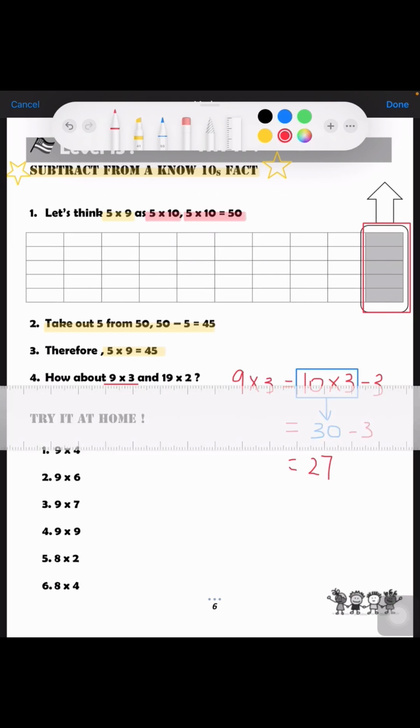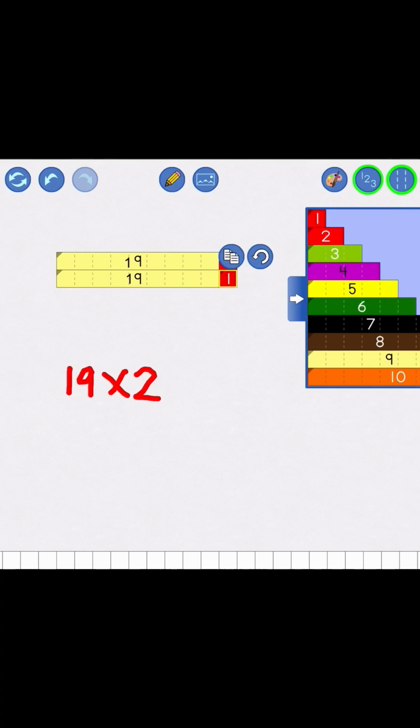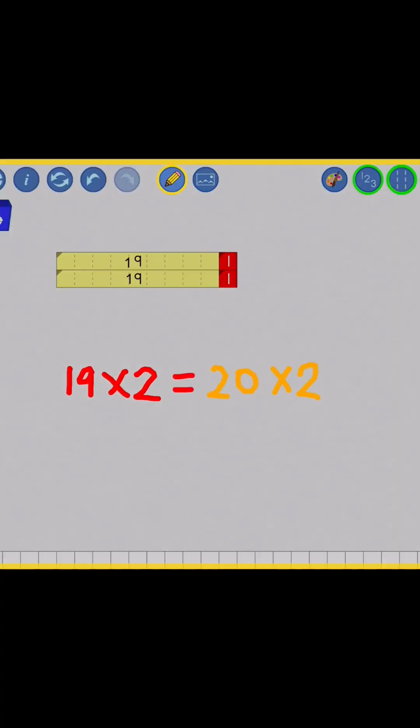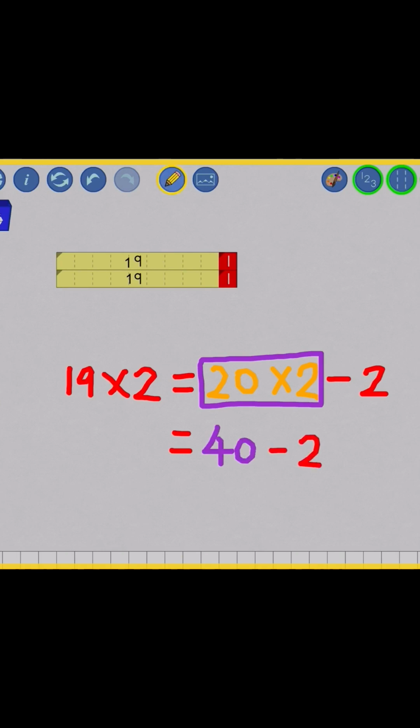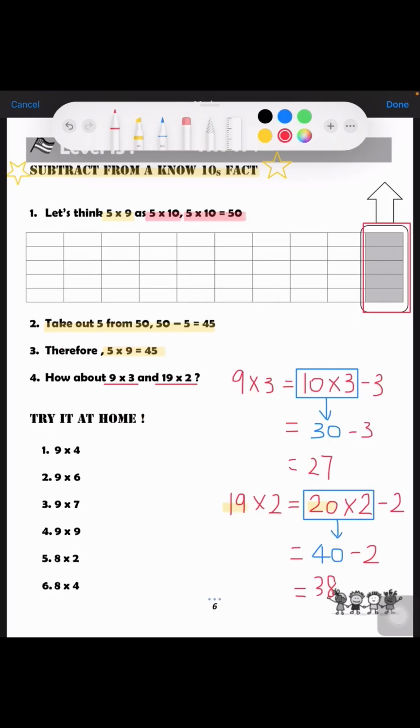How about 19 times 2? How can we find 19 times 2? Okay, now we got 2 nineteens. We add one more, 1 to each 19, so it becomes 20 times 2. 20 times 2 is 40, and then we take out 2. 40 minus 2 equals 38. So 19 times 2 is 38.